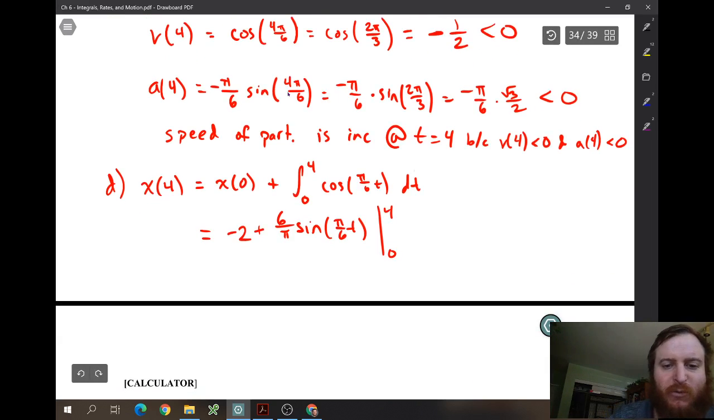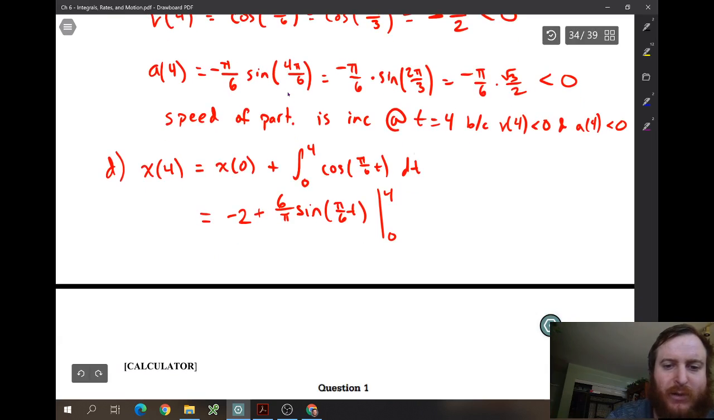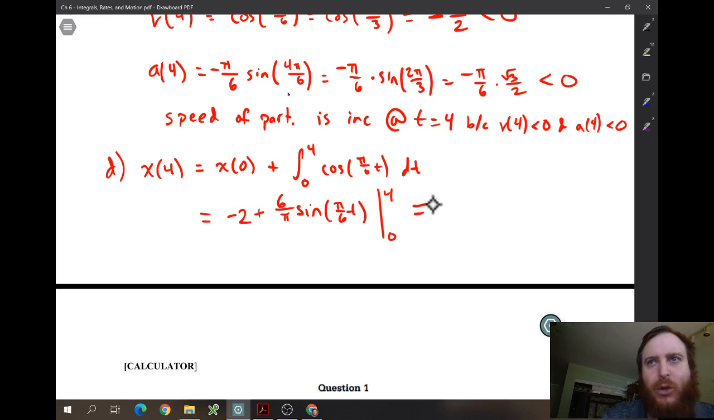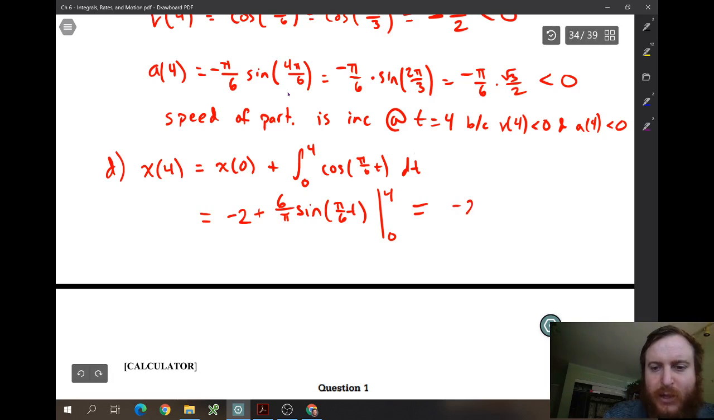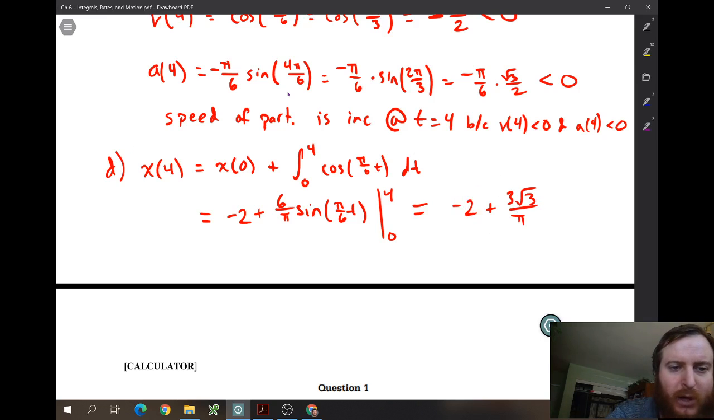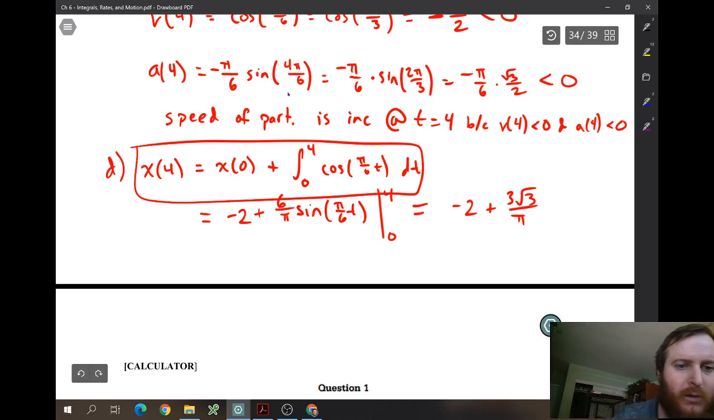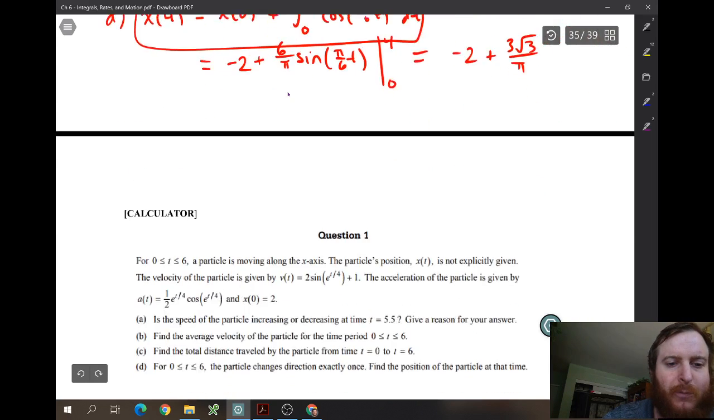We're going to learn a really much easier way to do that next semester called U substitution, which we haven't done yet. So don't even worry about part D. When you plug all this in, you end up with something like -2 plus 3 square root of 3 over pi. But don't really worry about it. If you got to this point, you're great. That's kind of what I need you to be able to do.